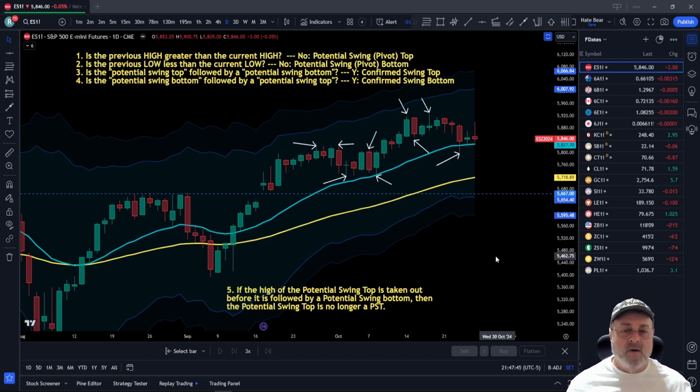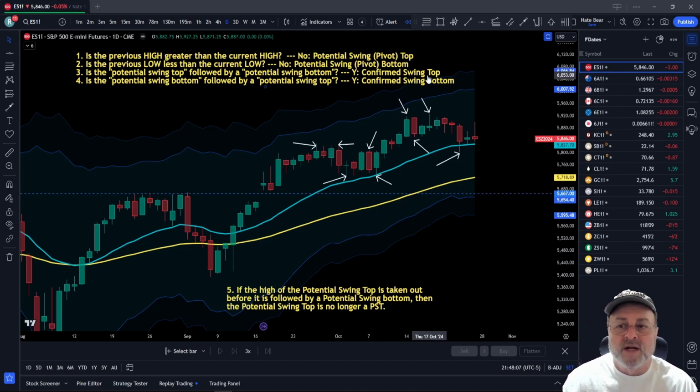And we can keep going on and on, but I think you now understand how to identify swing tops and swing bottoms. So when I refer to swing tops, swing bottoms, or pivot bottoms, or cycle tops, cycle bottoms, that is exactly what I'm referring to. I'm referring to the confirmed swing tops and the confirmed swing bottoms, which are identified here by these arrows. Okay, so now we can move on to the next lesson.